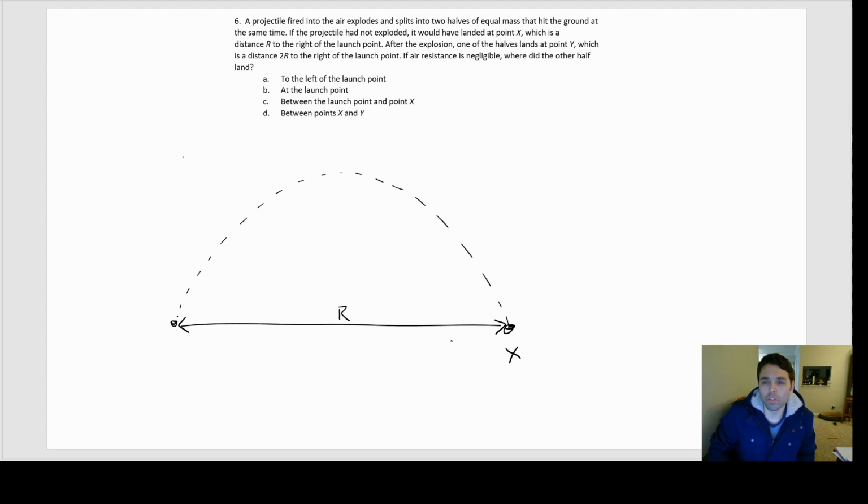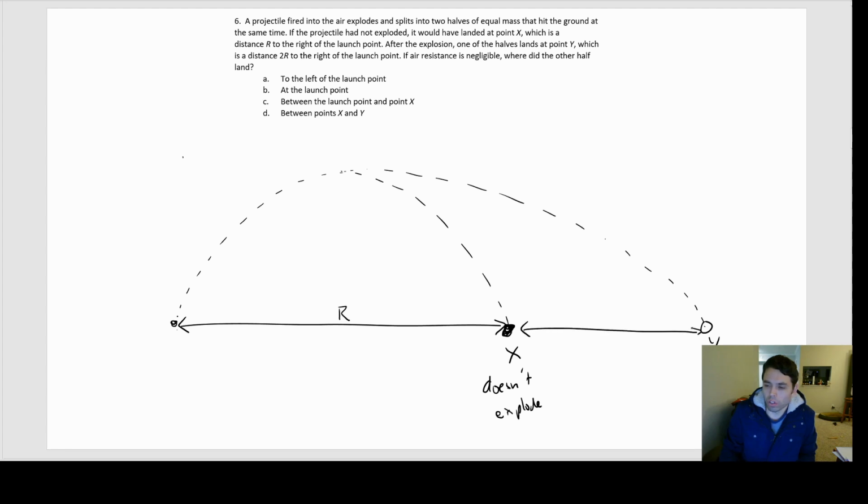After the explosion, though, one of the halves lands at point Y, which is a distance 2r to the right. So when it doesn't explode, the whole piece lands here. If it does explode, one of the pieces, half of the piece, lands here at point Y, and this is a distance 2r. So another r here. If we add them up, r plus r would be 2r from Y back to the launch point. This is the launch point.